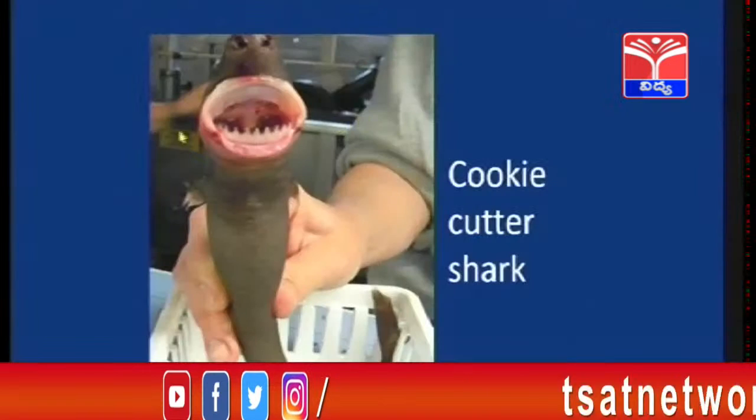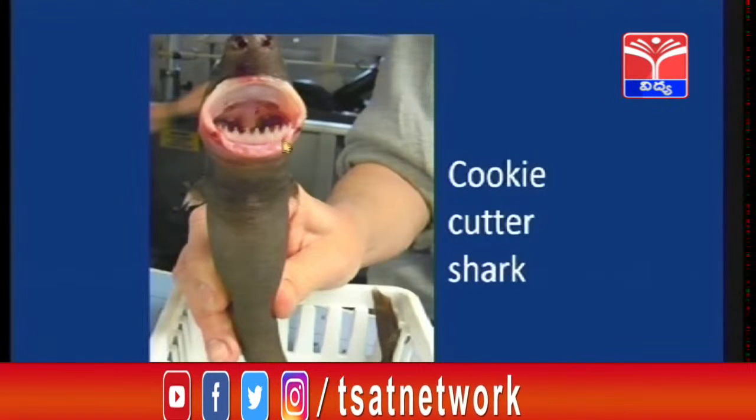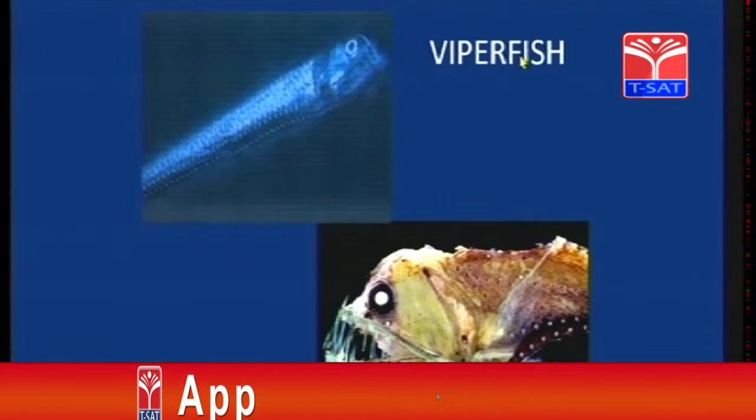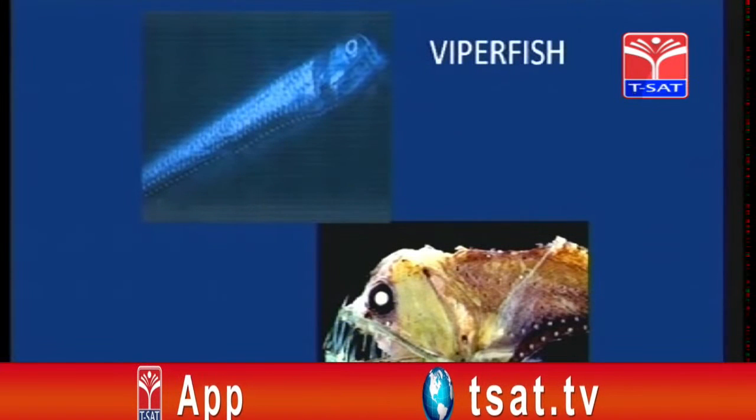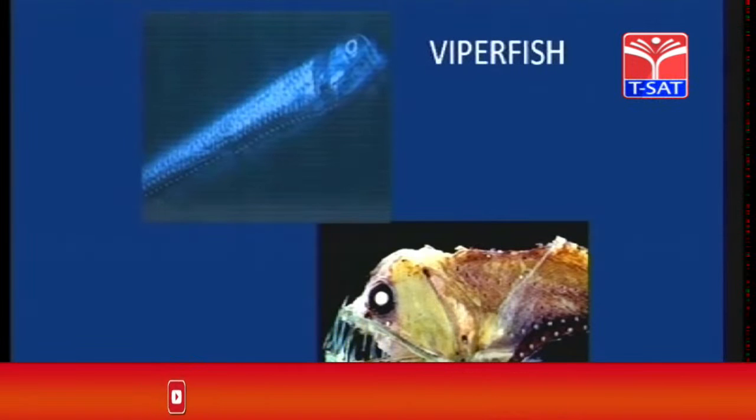You can see here the cookie cutter shark. You can see a wide mouth and curved teeth. Viper fish. You can see, children, again a wide mouth and curved teeth. These are the adaptations shown by the abyssal zone animals.